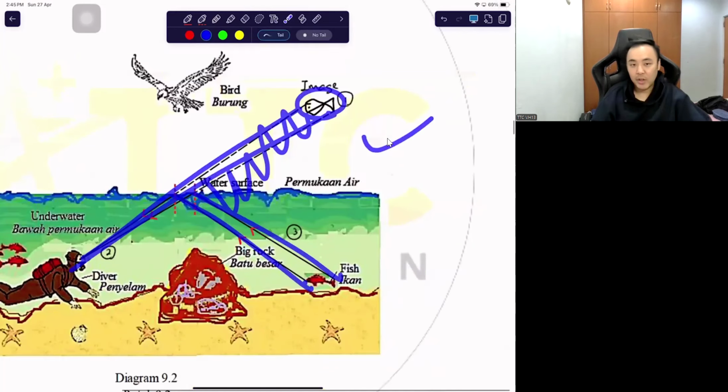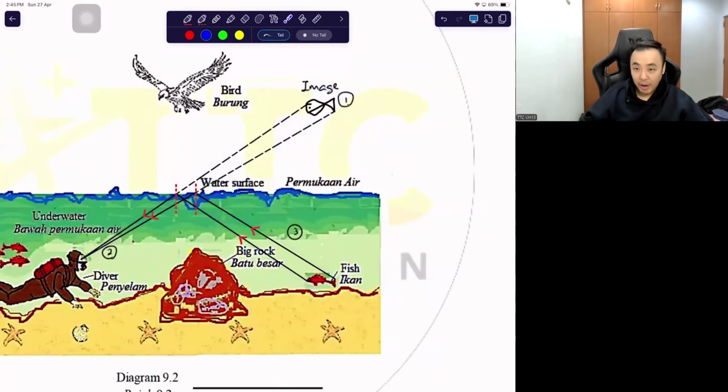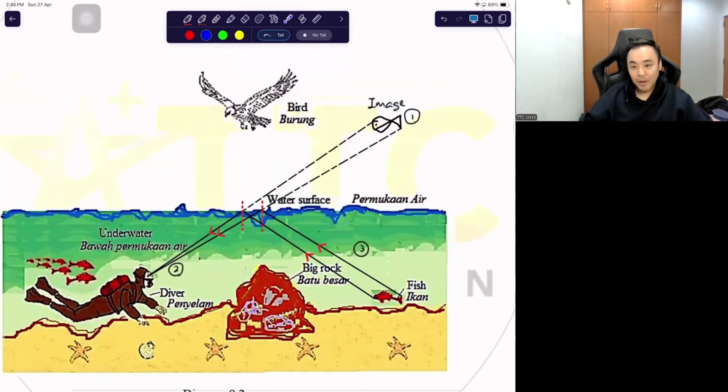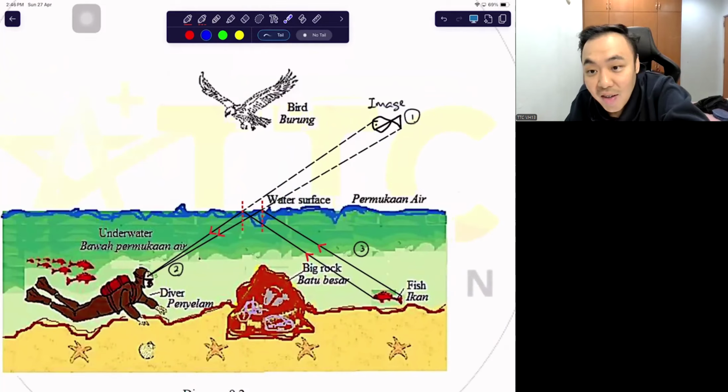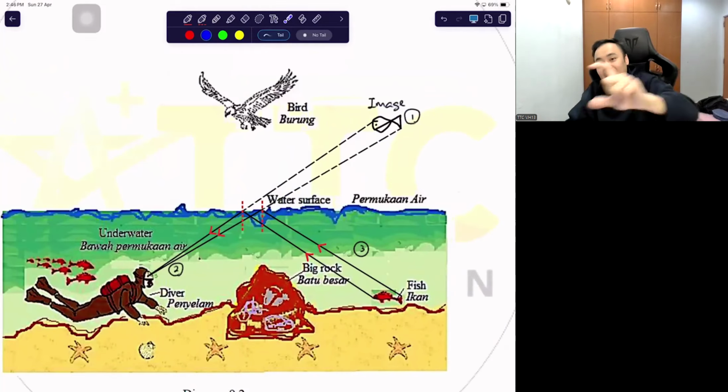In an exam like that, there are 3 marks for these questions. Okay, don't forget your directions. Light goes from the fish to the diver. Understand? Okay, now this one, any problem? Everybody good? If you're okay, can you send me a fish sign like this?